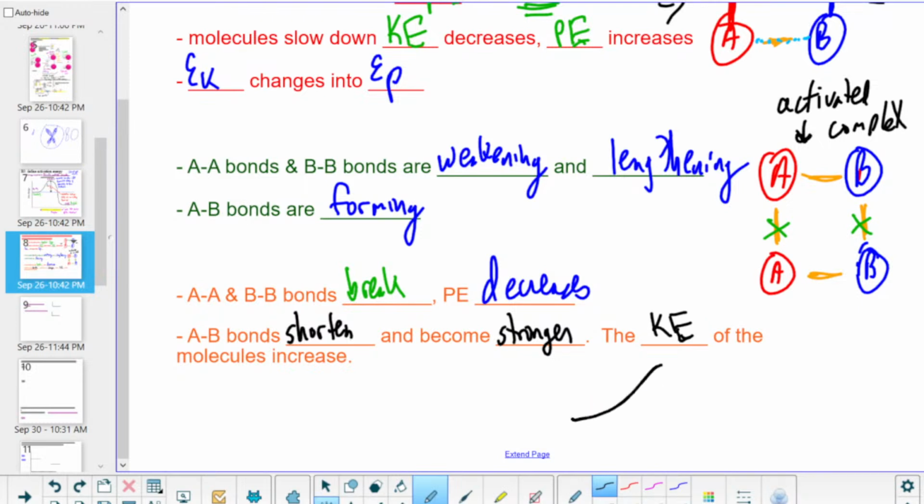Because even if it's endothermic, this process of going up to here for the activation energy, it's still going to drop back down. They still slow down quite a bit, and then they speed up again when they come down, even if they weren't going as fast as before, even if they're sucking in some energy.